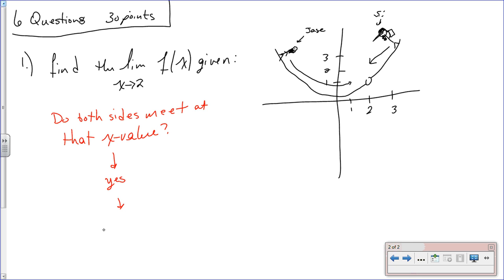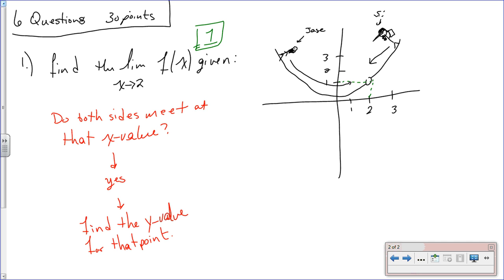So now you want to find the y value for that point. Come over here, trace the graph up from 2, and if you go over, it is 1. So the answer: the limit of f of x as x approaches 2 equals 1.